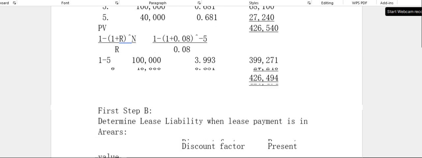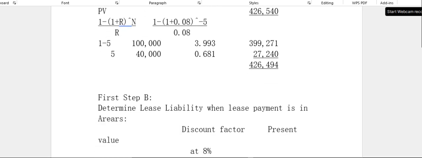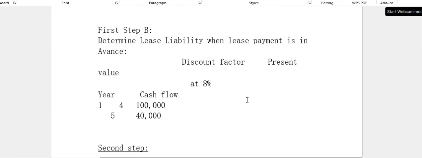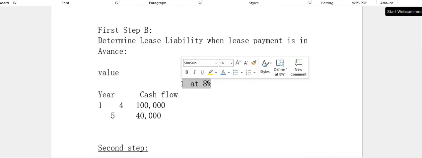Yes, sir. Thank you. So we have gotten our lease liability if the payment were to be made in arrears. Now, let's also determine our lease liability if payment is made in advance. If lease payment is made in advance, how do you determine your lease liability? Let's quickly run through it before we call it a night.